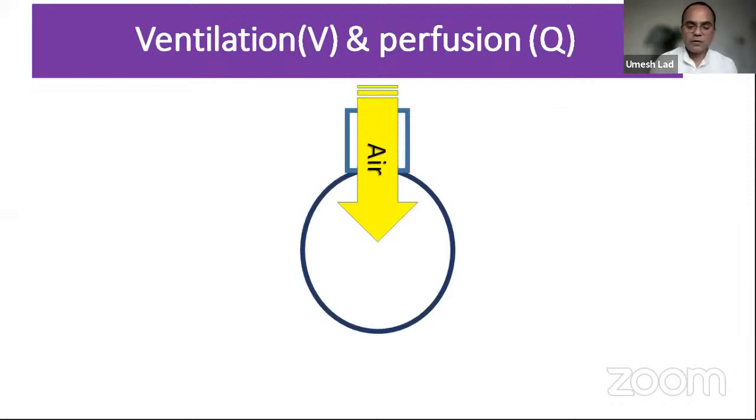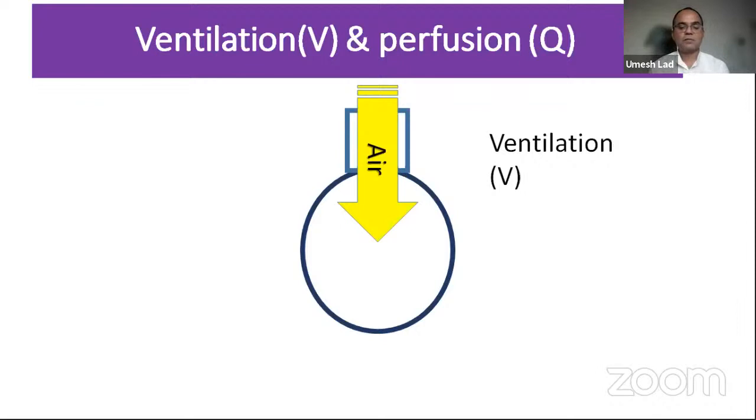And in the vicinity of every alveolus, there is a capillary which is carrying deoxygenated blood from the right side of the heart to the lung, and then it is getting oxygenated, which will be carried to the left side of the heart. Now, this ventilation, if it is clear, what is ventilation? Ventilation is basically the air entry, the air which is coming from the atmosphere and entering the alveolus. This complete process is called ventilation.